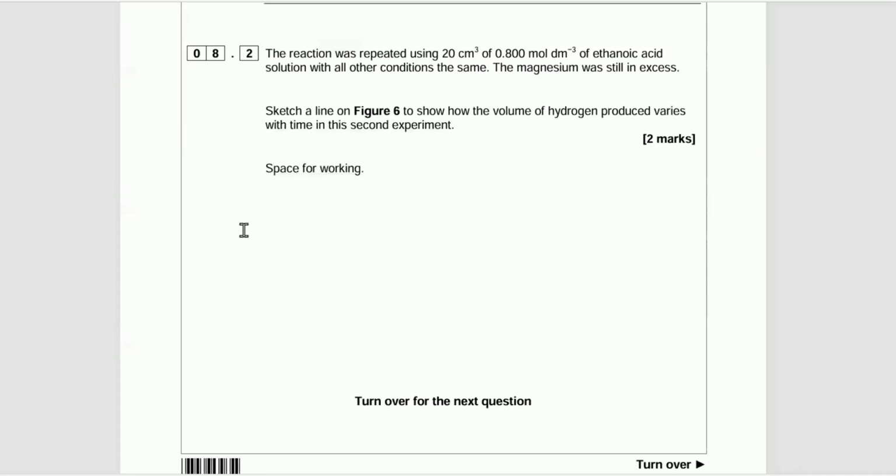8.2, the reaction was repeated using 20 centimeters. So remember, they used 30 at 0.6. So we're going to 20, a smaller volume, but a higher conc. So how do we know that? Well, look, the original was 30 centimeter cube. That's a higher volume. It's about 50% higher, isn't it? 30 centimeter compared to 20. And the original conc was 0.600, so like 25% less than the new conc. So we've got a lower conc and a higher volume.